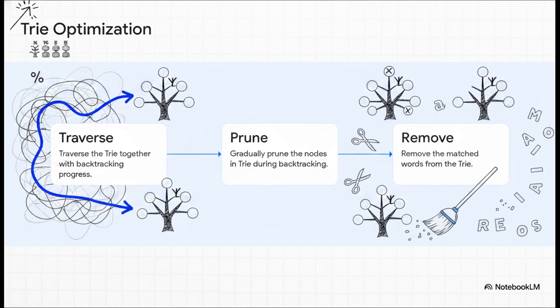So let's see how this builds into an elite solution. If you want to elevate your candidate profile from the bottom 5% to the top 5% of submissions, you've got to use these 3 advanced trie optimization tricks. First, traverse the trie simultaneously with your board backtracking. Second, once you match a word, prune that leaf node from the trie so you never search for it again. And third, completely remove matched words from the trie to continually shrink your search space. Guys, this is exactly how you write production-grade algorithms.